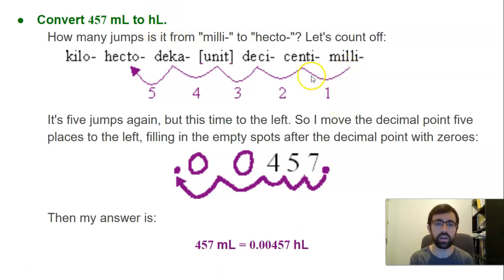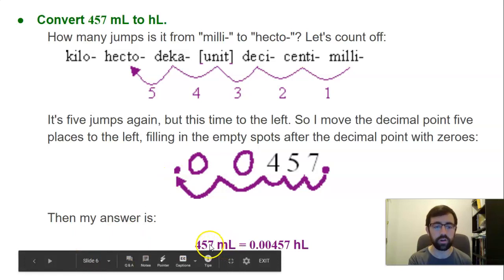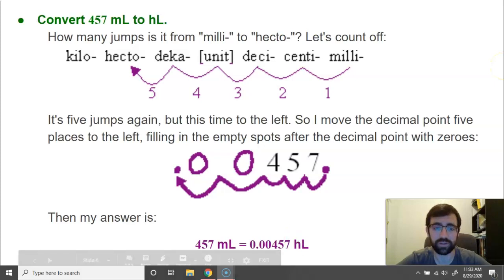How many spaces? 1, 2, 3, 4, 5 spaces. It's 5 jumps again. But this time we're going to the left. 457, go back 5 spaces. You have 2 zeros before the 4 and a decimal in front of it. So my answer, 457 milliliters equals 0.00457 hectoliters. And that's pretty much it for the metric system.